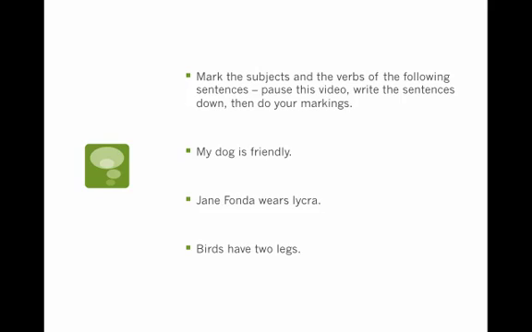So here's your first exercise, and what I'm going to recommend that you do after I've done my talking here, I'll tell you to pause the video. I'm going to ask you to mark the subjects and the verbs of the following sentences, those 3 sentences in the bullet points. So write them down on a separate piece of paper, and then mark the verb. I suggest you underline it and put a V next to it, and mark the subject. So underline it and put an S next to it.